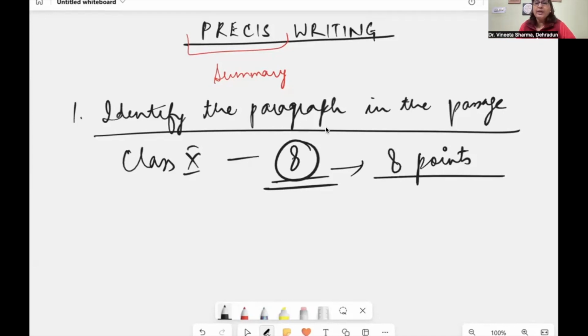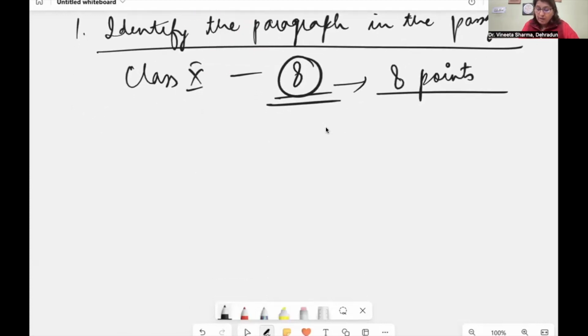Now, a very common error which is seen is that sometimes children omit articles. They feel that this way they'll be able to save space. No, you cannot omit any article. You are not even supposed to omit punctuation marks. So for that, what are you supposed to do?